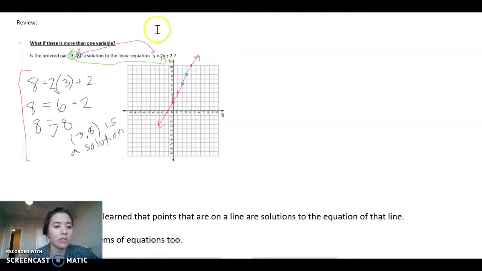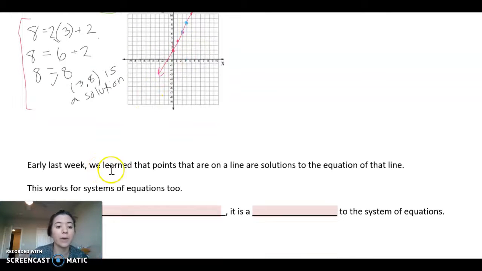So last week we talked about figuring out whether an ordered pair was a solution. We plugged it into the equation, got a true statement, and said, oh, 8 does equal 8, so this point is a solution. Then I showed you if we graph a line, 3, 8 created this blue point, which ended up being on our line. So any point that falls on this line is a solution. So 0, 2 would be a solution, 1, 4 would be a solution, 4, 10 would be a solution. My line represents all possible solutions to this specific equation.